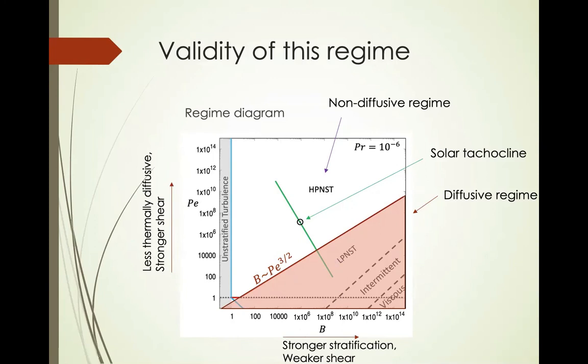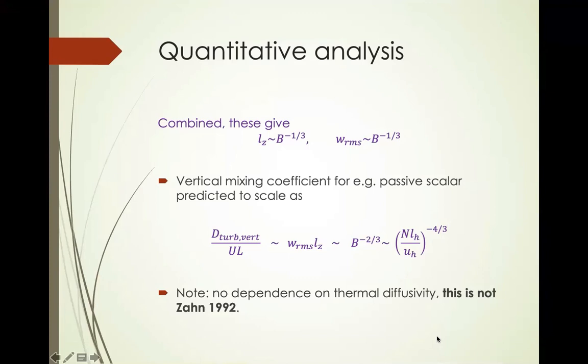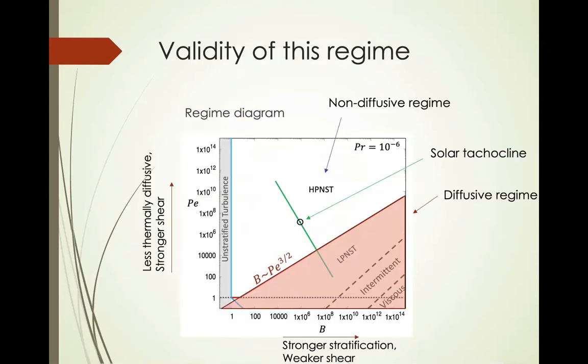Now, if you plug in numbers for the solar tachocline, for example, you will find that it lies exactly here in the non-diffusive regime. So this is where the stratified turbulence is non-diffusive. And therefore, the coefficients that I proposed here must apply. So in the solar tachocline, Zahn's model does not apply. But on the other hand, if the shear in the tachocline were weaker, then we would be moving down and to the right in this diagram.